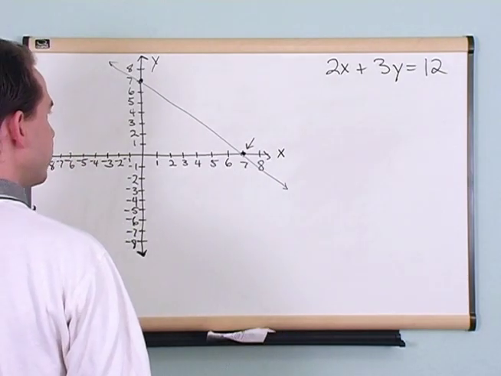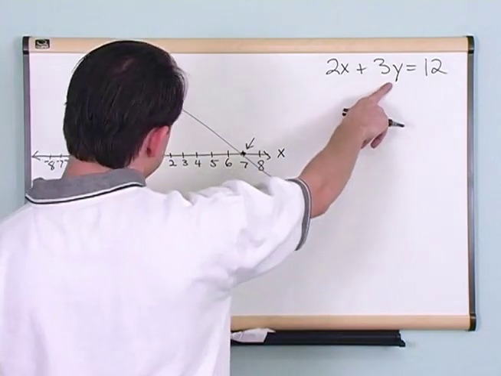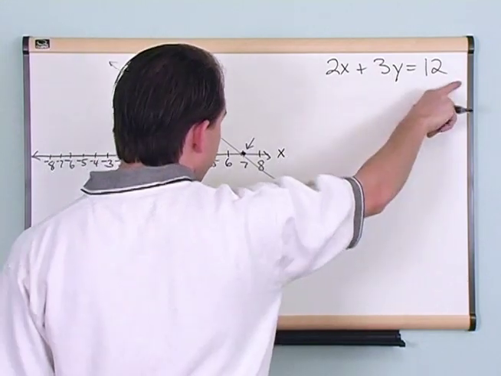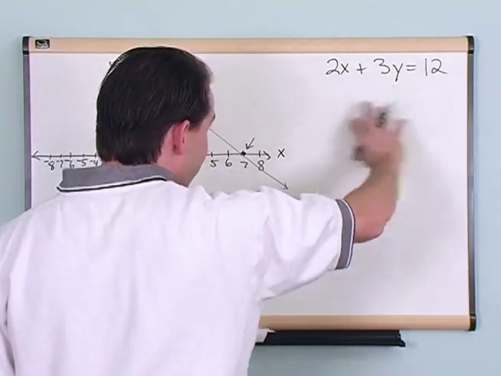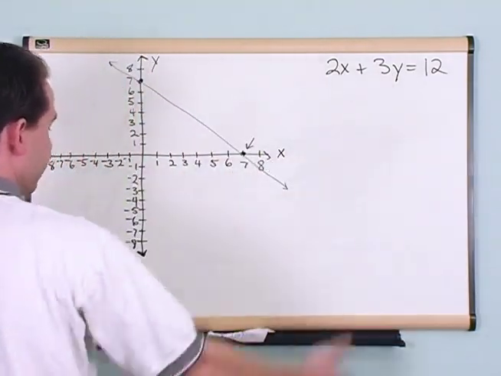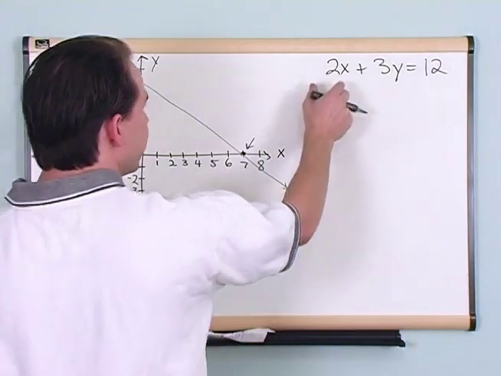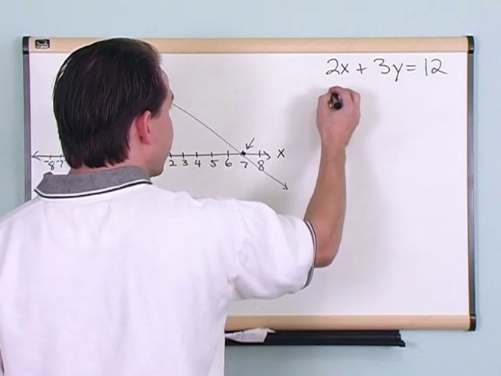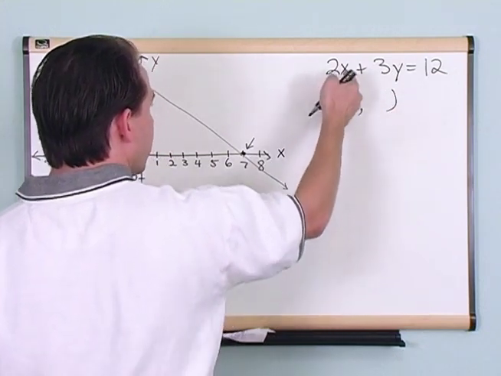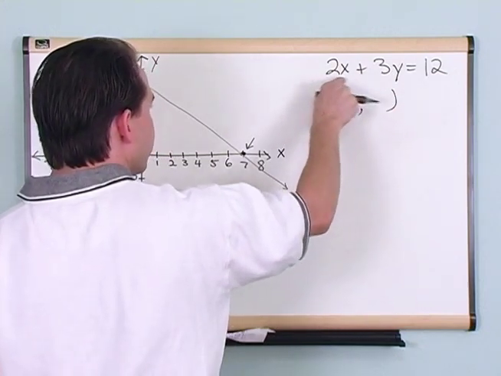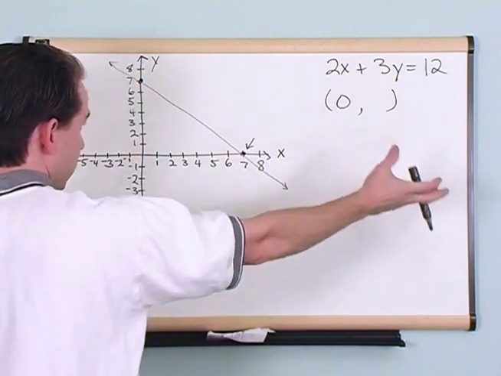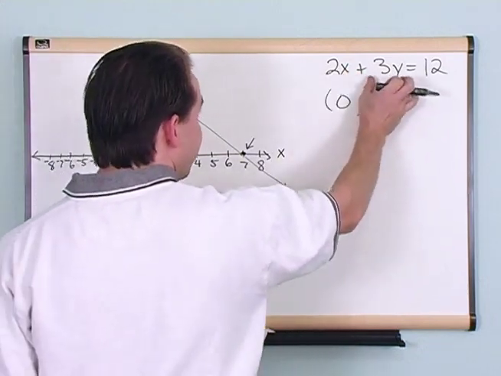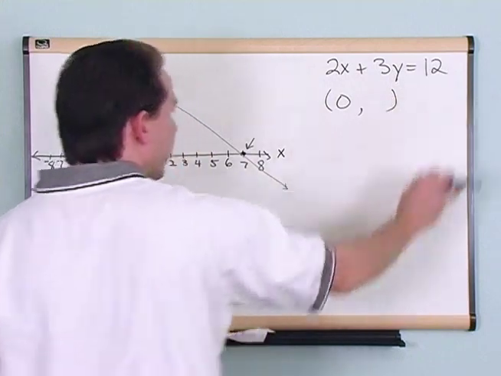Again, we could solve this problem for y. I mean, we could subtract 2x and then divide by 3 and we would have an equation that we could use to plot a bunch of points. But it's easier just to find the x-intercept and the y-intercept. So I'm going to say, what happens when x is equal to 0? If x is equal to 0, this term goes to 0. 2 times 0 is 0. I will be left with 3y equals 12.